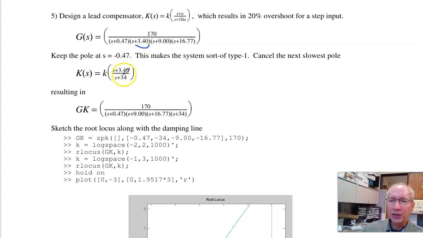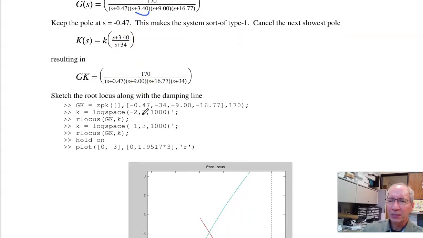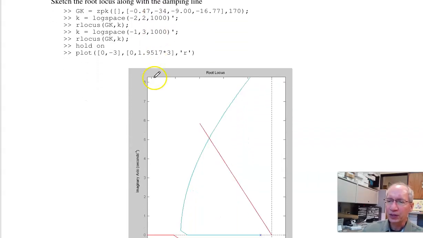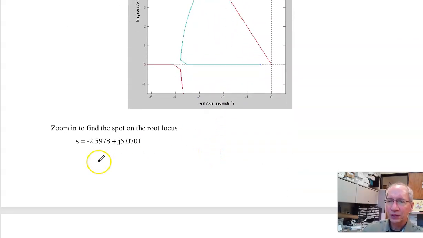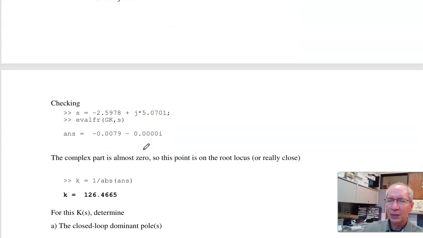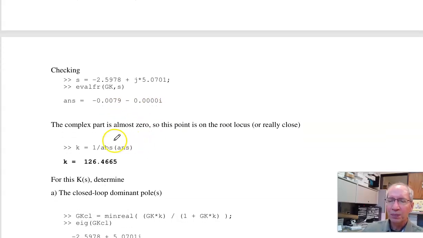Move it 10 times further out. So here's G times K. Sketch the new improved root locus. Find the point where the new improved root locus hits your damping line. At that point, make the gain 1. So here's S. Any point on the root locus, G times K is minus 1. Negative real says that point's on the root locus. Pick K to make the gain 1. Here's K.